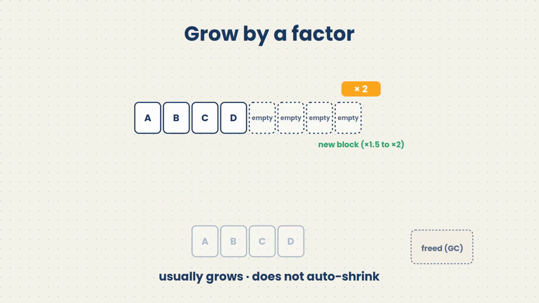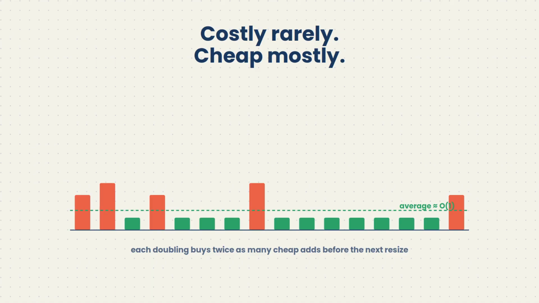Not just one slot, that would mean copying everything on almost every add. Instead, it grows by a constant factor. Python's list and Java's ArrayList grow by roughly 1.5 to 2 times the current capacity. The old, smaller block is no longer needed, so it is automatically cleaned up by garbage collection. And note, dynamic arrays usually grow but do not automatically shrink, so removing elements frees the slots but keeps the capacity.